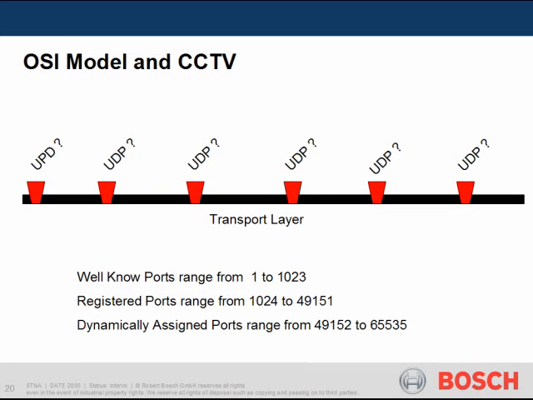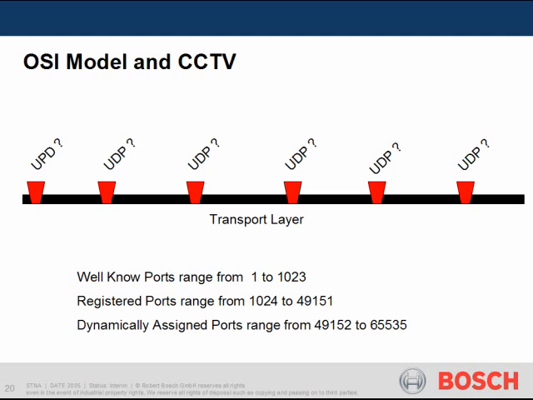Well-known ports range from 1 to 1023. Registered ports range from 1024 to 49,151, and dynamically assigned ports run from 49,152 to 65,535. Pictured here, we see UDP ports with a question mark. Typically in CCTV installations, video is transmitted in a UDP fashion. It's transmitted in the registered port range, and UDP ports are dynamic.